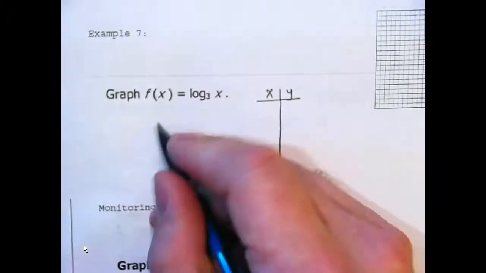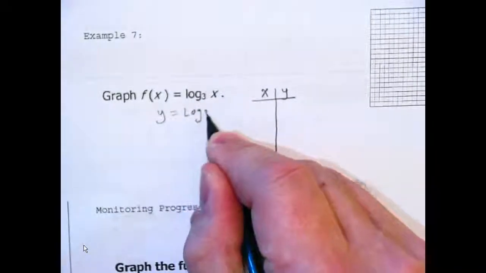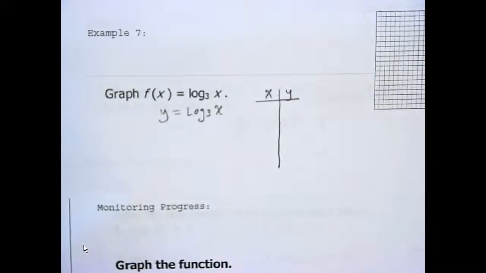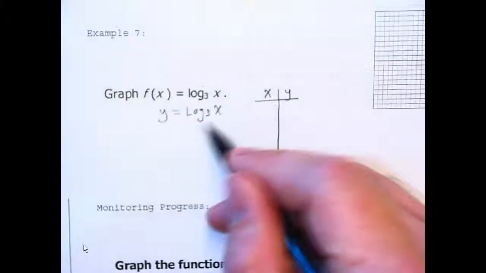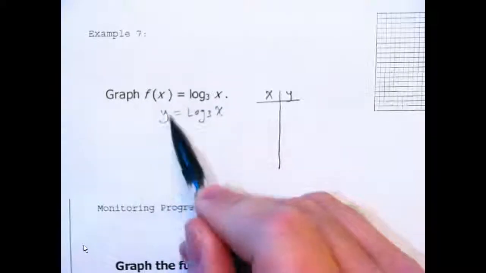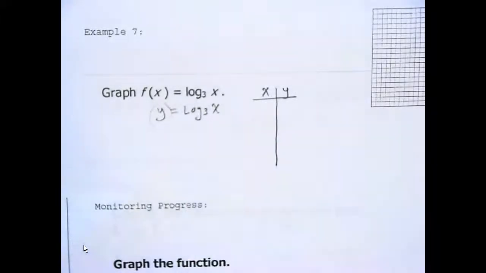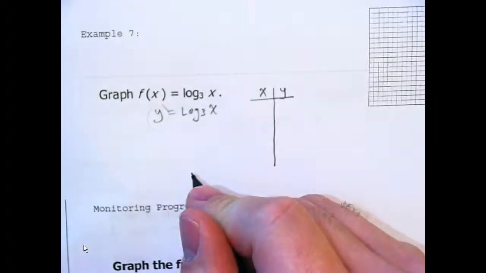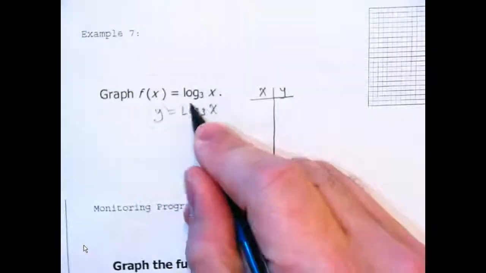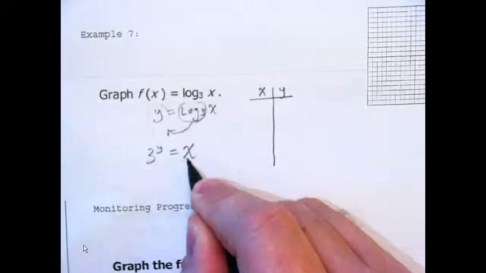So the first thing I'd have to do, if I am going to use that format, is write it in a form that I am used to. I am very familiar with exponential form, so I am going to rewrite this. Notice all I did was change f of x to y. I am going to rewrite this log in exponential form. Tell your neighbor what that would be in exponential form. x equals 3 to the y. Okay, so if I move this over to the other side, it is 3 to the y equals x.